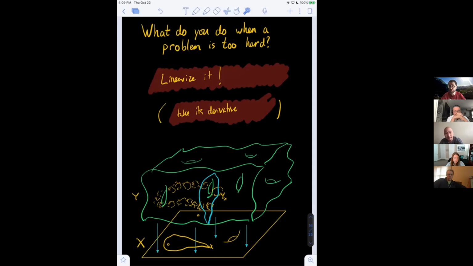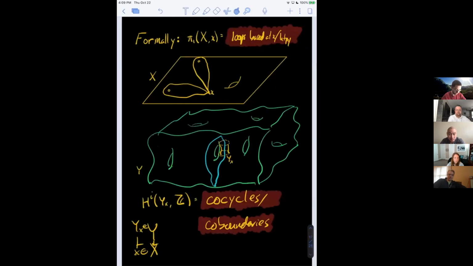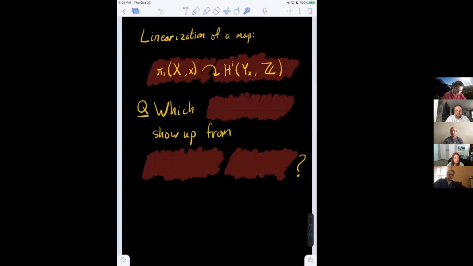If you've studied differential equations and seen the situations where you have multi-valued solutions to differential equations, this is really a version of that. These families of loops, in many situations, correspond to solutions to certain differential equations. All right, so I claim the linearization of a map is a linear algebra gadget. It's a representation of loops in the base, pi1, on the cohomology of a fiber.